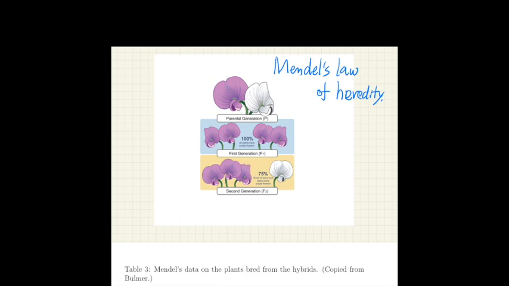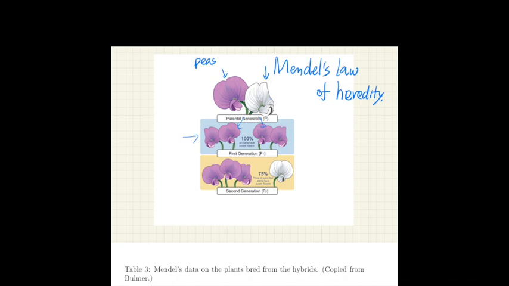In the parent generation, we have flowers, I think it's peas. Yeah, these are peas. So there are two pure lines of peas, a purple one and a white one. So we cross them. These are the parent generation. We cross them, and there are offspring here, and they will be 100% purple.